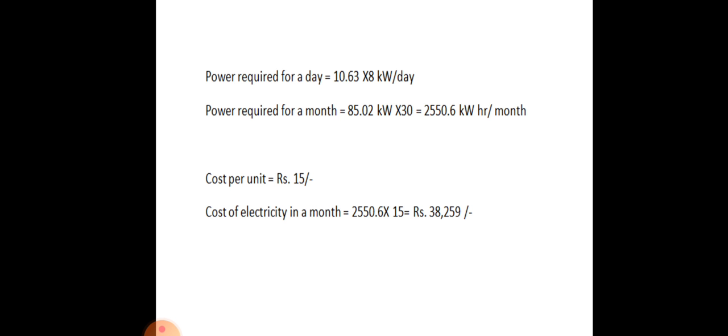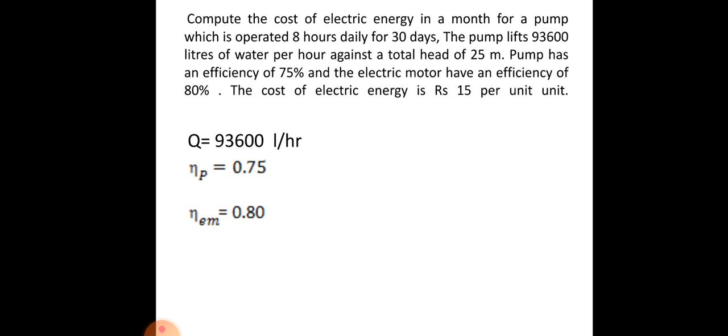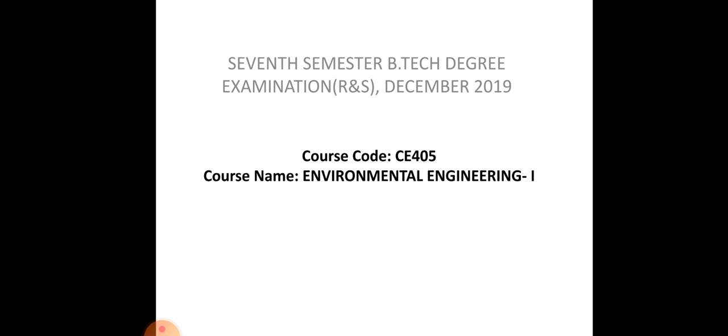We know that the cost per unit is rupees 15. Therefore, in order to obtain the cost of electricity for a month, we have to multiply the unit cost by the total energy required for a month. So 2550.6 into 15 gives you the total cost of electricity for a month for operating this pump. So I hope it is clear. Thank you.